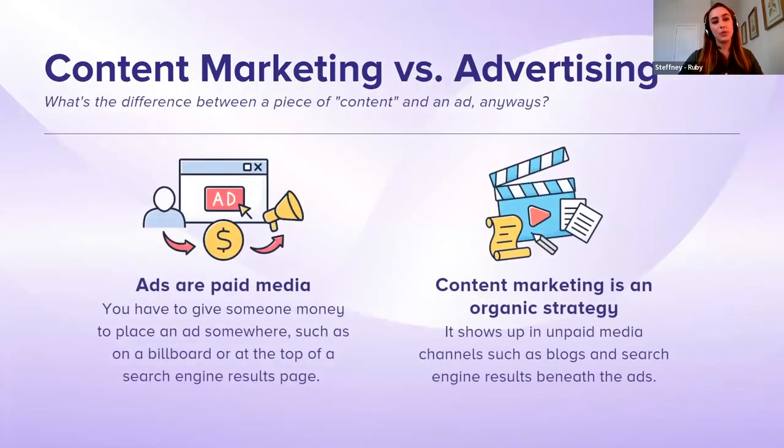I'm sure most of you are familiar with this strategy of content marketing versus advertising. The main difference between the two is that your ads are paid media. You have to give someone money to place an ad somewhere, like a billboard or on top of a search engine result page, versus your content marketing. That's an organic strategy. It shows up in unpaid media channels like your blogs and search engine results underneath those ads.